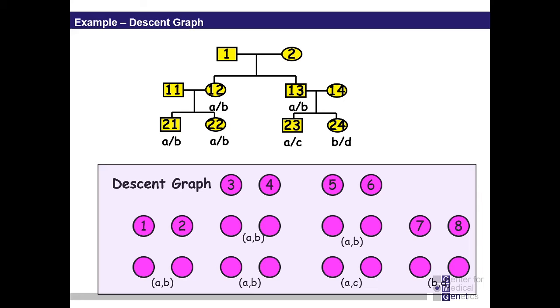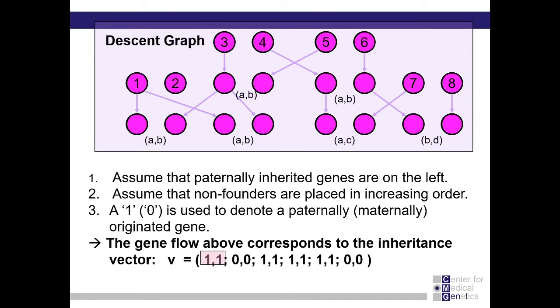Okay, for the descent graph, there's supposed to be a line here. Okay, there's the line.